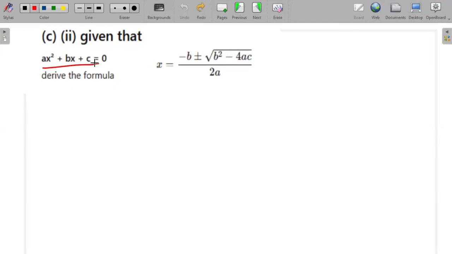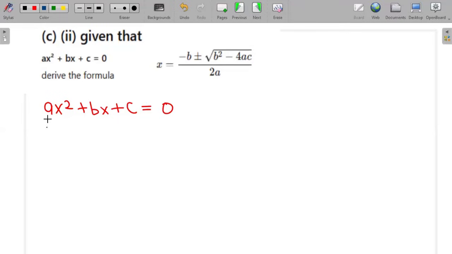From this equation that you can see, we're going to come up with this using the completing the square method. So what do we do? The first thing is to write what we've been given: ax squared plus bx plus c equals 0. Now the secret when you're completing the square is always to make sure that the coefficient of x squared is 1. To be specific, it must be positive 1. If it's not positive 1, you have to make it a positive 1.